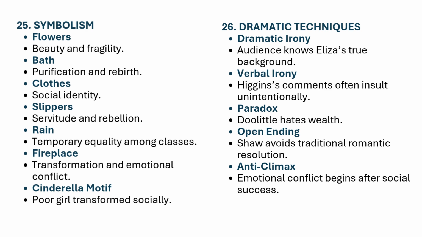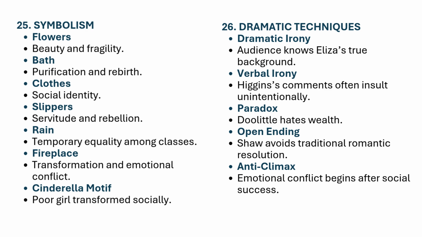The fourth symbol is the slippers in Act 4. At first, the slippers symbolize Eliza's subordinate position and Higgins' authority. However, when Eliza throws the slippers at Higgins, they become symbols of rebellion and independence. The moment represents her refusal to remain a servant-like figure in Higgins' life.